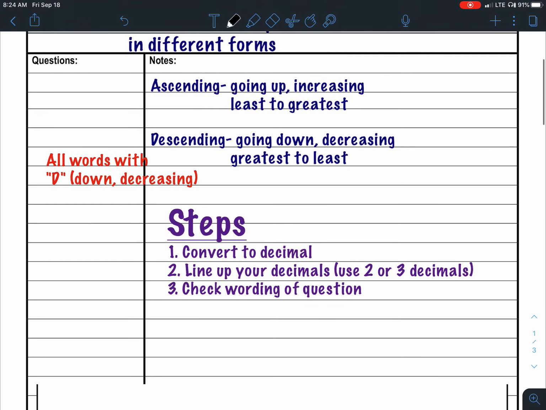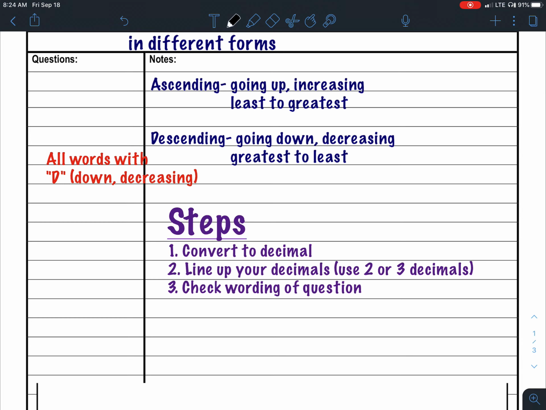So there are going to be three steps that we need to take. The first is going to be convert to decimal. We're going to take all of our different values and convert them to decimals. Now, if they're already in decimal form, we're good to go. The second step is we're going to line up our decimals by using 2 or 3 decimal places. And the last thing we're going to do is check the wording of the question.